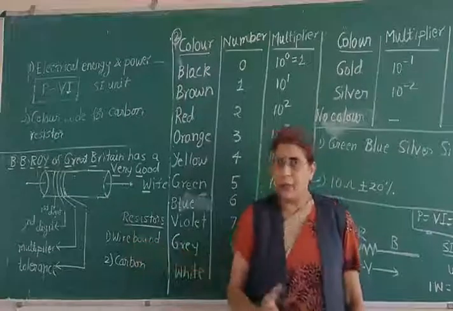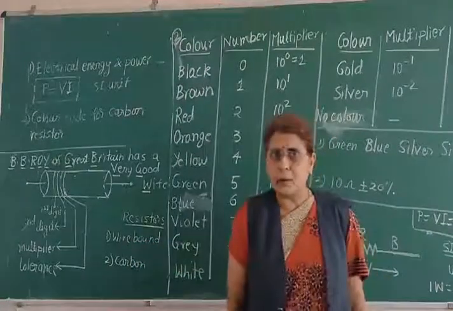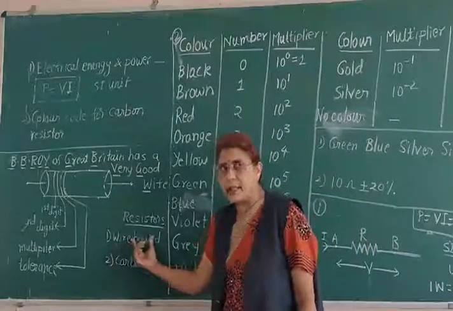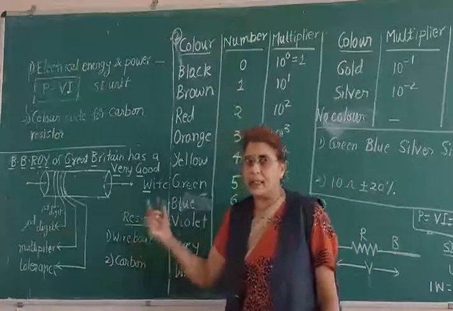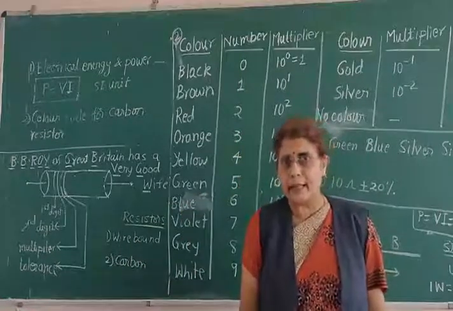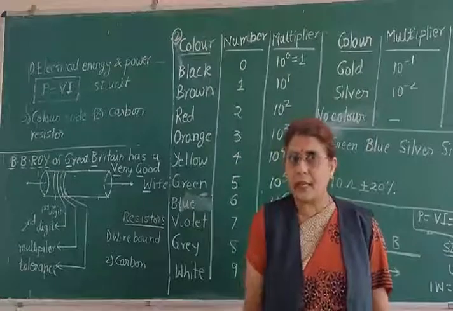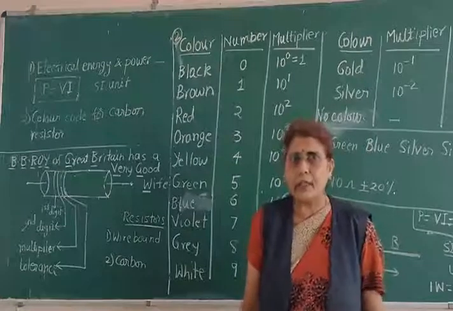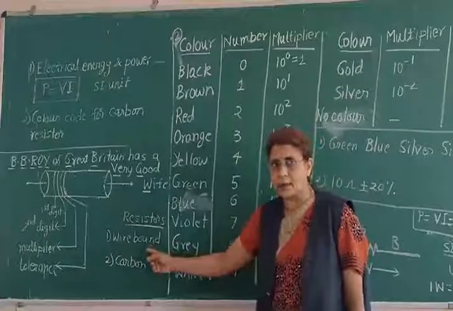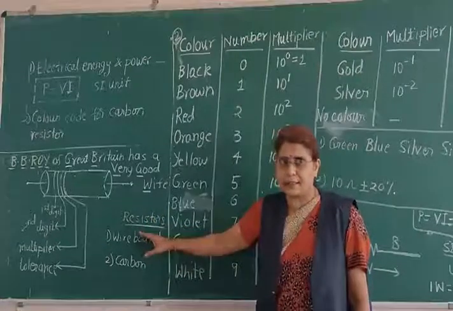In the lab, when you come to the lab, you will see big resistance boxes. In those resistance boxes, we are using these wire bound resistors. Actually, these are alloys like nichrome, constantan, manganese, and wires of these alloys are wound on an insulating base, and this is used in the resistance box. But they have a very low range of resistance.